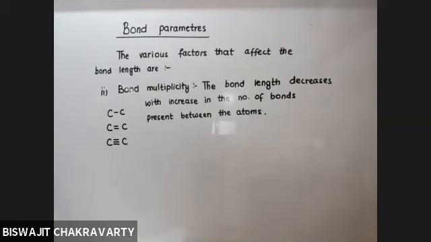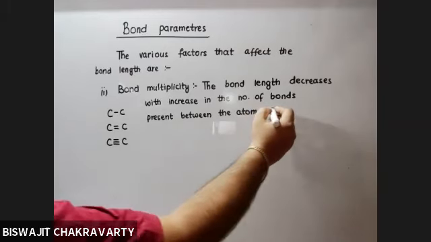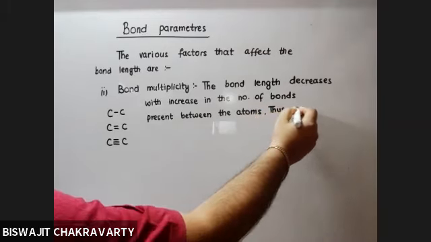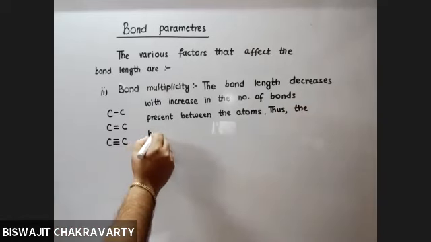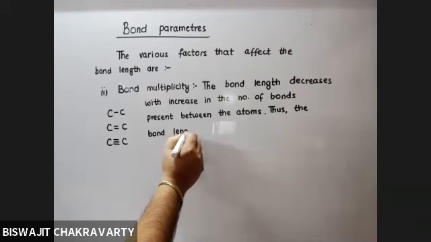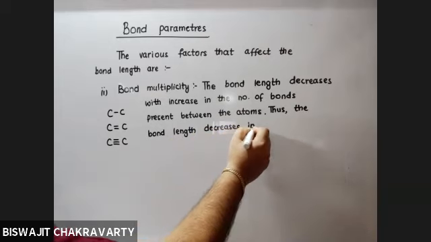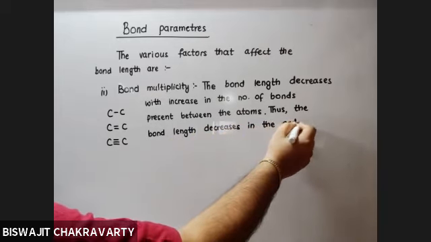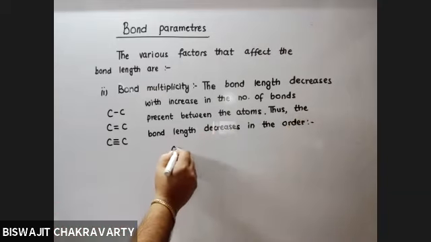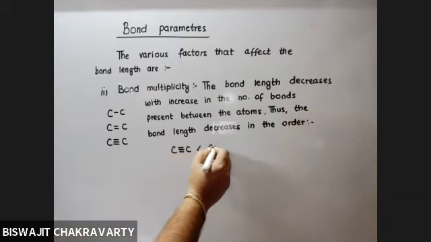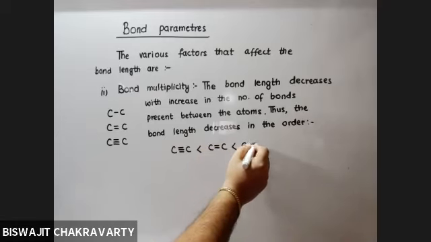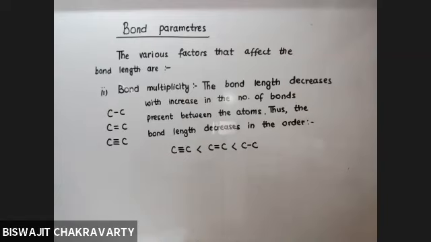So out of carbon single bond carbon, carbon double bond carbon, and carbon triple bond carbon, which will be smallest in size? Carbon triple bond carbon. Thus, the bond length decreases in the order: carbon triple bond carbon is smaller than carbon double bond carbon, which is smaller than carbon single bond carbon. Is it clear?